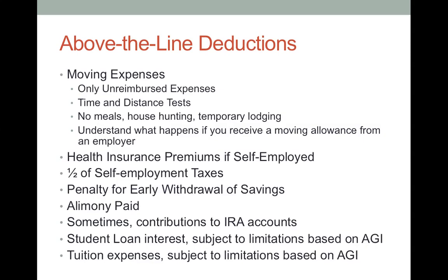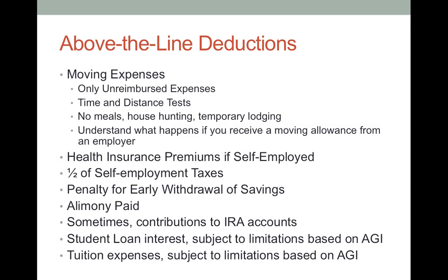We talked about health insurance premiums today. If you're self-employed, you can deduct the cost of those premiums as an above-the-line deduction. If you're employed, then you have to take them as an itemized deduction. If you're self-employed, half of your self-employment taxes is an above-the-line deduction. Don't worry about that one too much. You're not going to have to calculate it. I don't think you have to worry about that one at all, actually, okay?